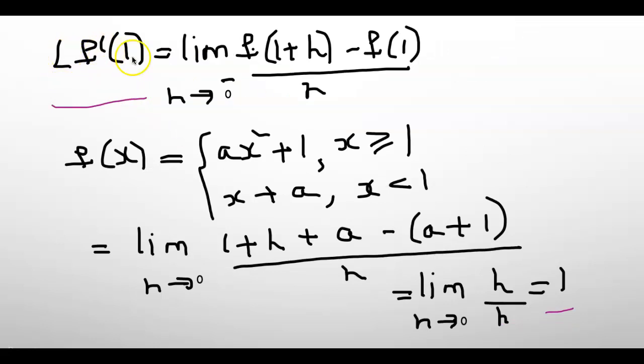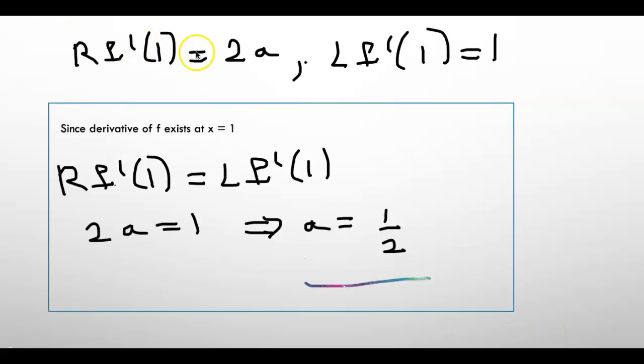The left hand derivative of f at 1 will be the limit as h tending to 0 to the left of f of 1 plus h minus f of 1, by h. h tends to 0 to the left, so 1 plus h will be less than 1. So f of 1 plus h will be 1 plus h plus a, minus a plus 1. So the a and 1 get cancelled. So you get the limit as h tending to 0 of h by h equal to 1. So the left hand derivative of f at 1 is 1.